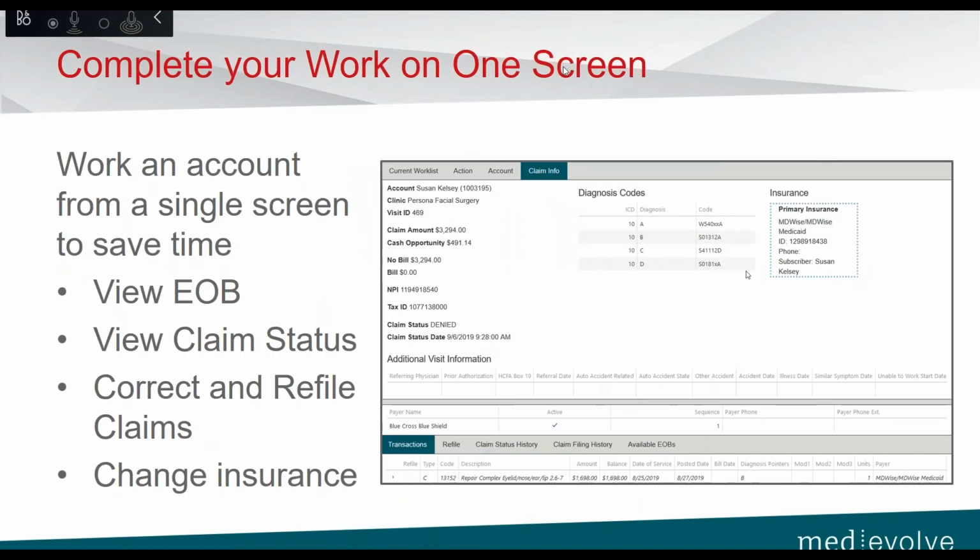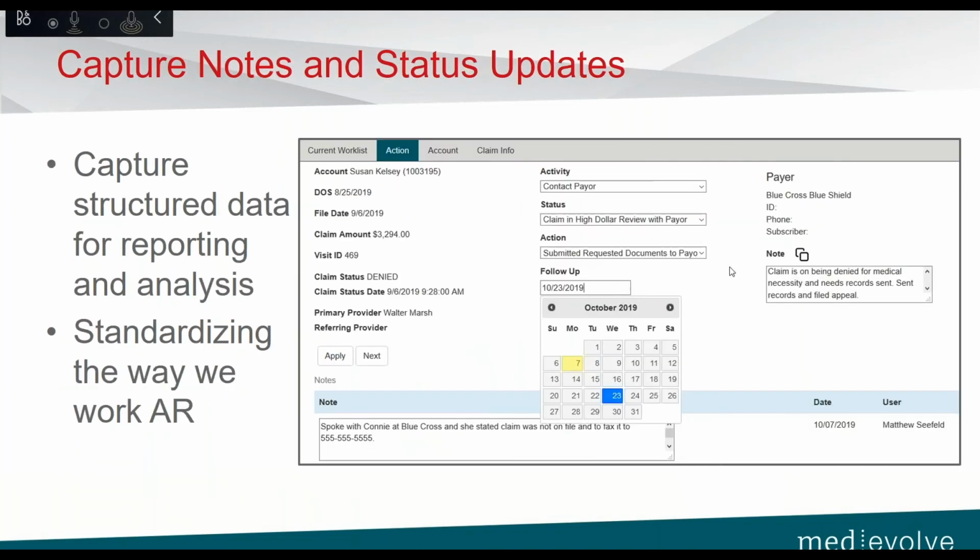In terms of work, your workflow management system, whether it's built into your PM or it's a bolt-on, you've got to really minimize clicks. You shouldn't have to touch 10 different screens to get work done, right? If you need to correct a claim or refile a claim, it needs to be done on a single screen. If you need to look at your EOBs or claim filing histories, it's got to be right there for you. If you've got to update demographics, change the order of insurance, add information, it's got to be right there. Right. At the same time as you have to capture information about the claim.